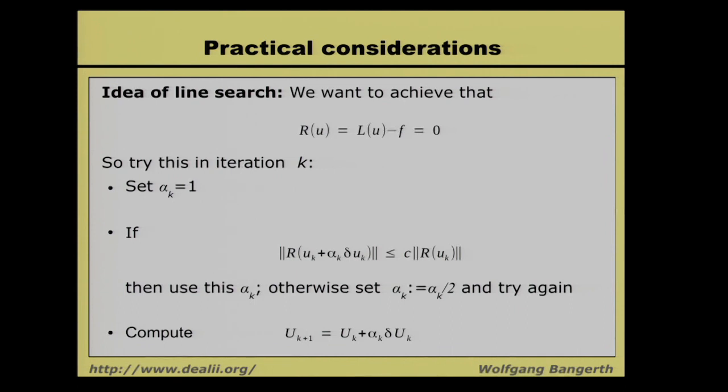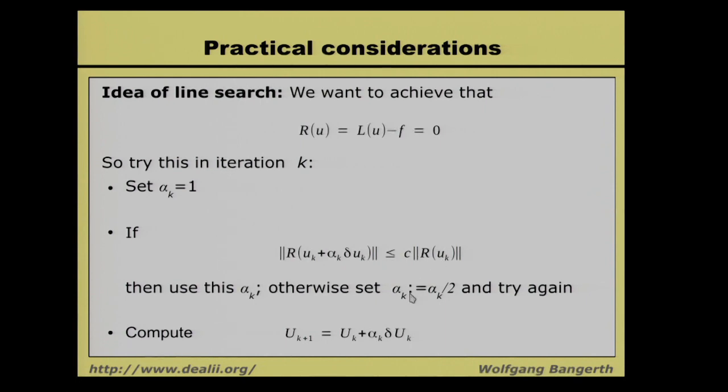So what we're going to do is we're going to try out a step length alpha k equals 1, and we're going to compute r of uk plus 1 times delta uk. So that's like the full step Newton iterate. And we're going to ask, what is the residual for this full step? And if it is less than some reduction factor times the residual of where we currently are, then we're going to accept this alpha. But if this alpha is too large, then what sometimes happens is that the residual of uk plus alpha delta uk is not, in fact, better than what we had before, but it becomes larger.